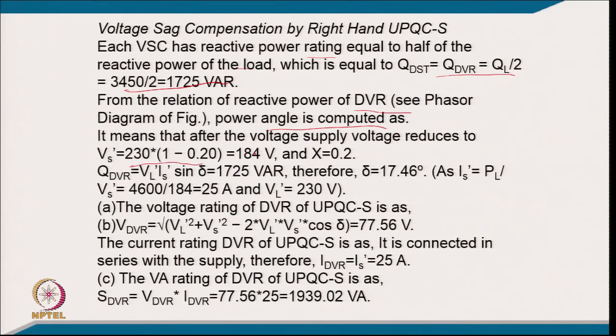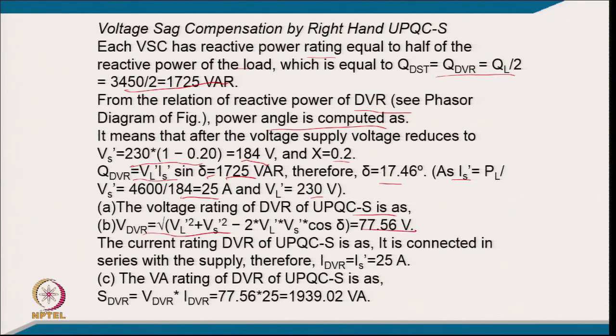So, your supply voltage reduces to 184 with the sag of 20%, and Q DVR will be typically the same as the DVR already given. So, we can calculate delta from here, and then once we know delta, we can find out the current in the supply, and the voltage rating of the DVR can be calculated from this phasor.